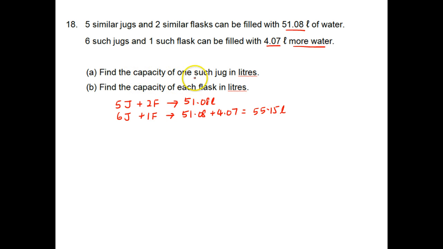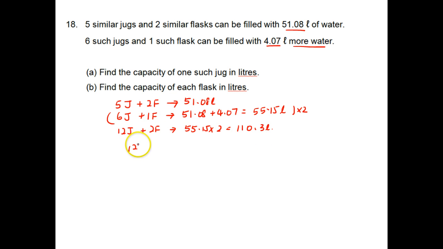I want to find the capacity of 1 jug and 1 flask. So now I have 5 jug and 2 flasks is 51.08. 6 jug and 1 flask is 55.15. So this whole thing I times 2. I will have 12 jug plus 2 flasks, 55.15 times 2, which is 110.3 liter. So I subtract this equation with this.